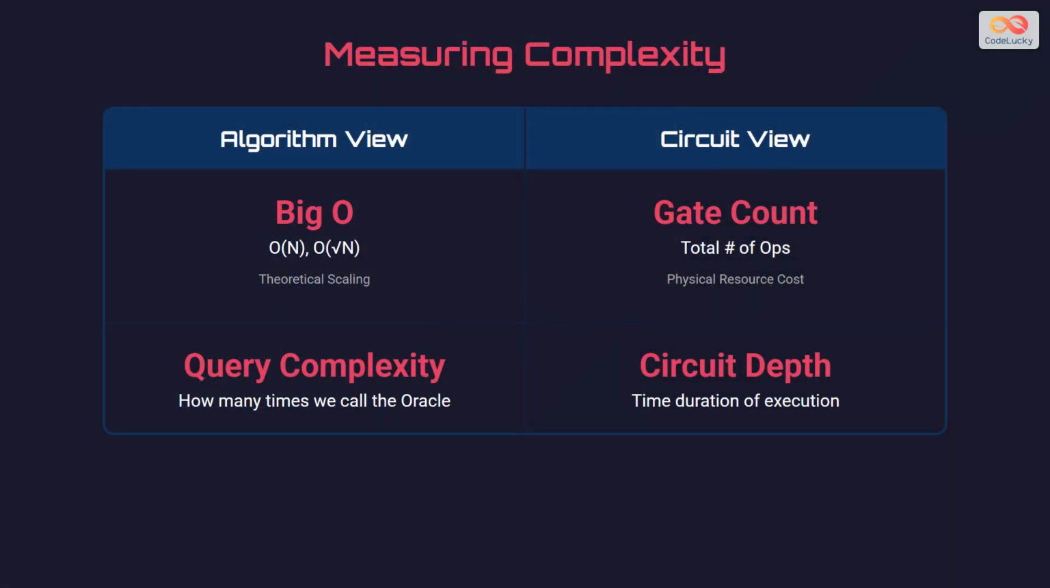Finally, we measure them differently. When analyzing algorithms, we use big O notation to talk about how they scale theoretically. But when we look at circuits, we count the number of gates and the depth of the circuit. We care about how long the circuit takes to run before noise ruins the calculation. These are physical constraints versus theoretical bounds.